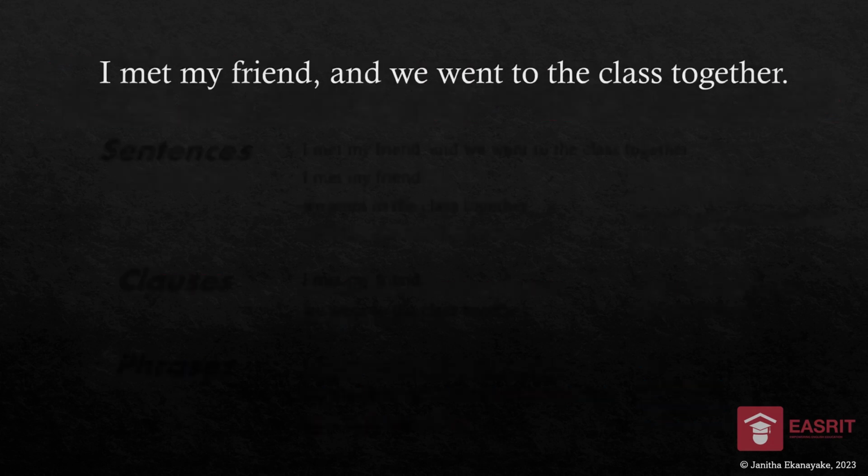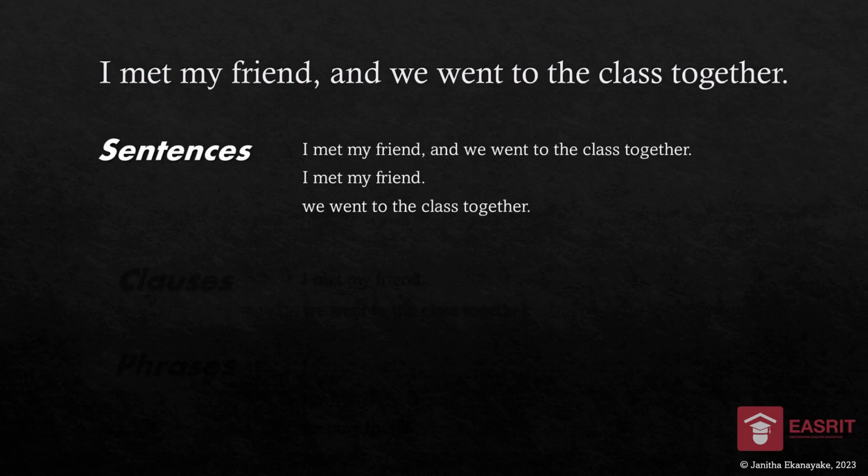Now let's look at this writing. Can you identify what are the sentences here? You can pause the video if you need. Well, if you said there are three sentences, then you were right. The three sentences are: I met my friend, we went to the class together, I met my friend, and we went to the class together.